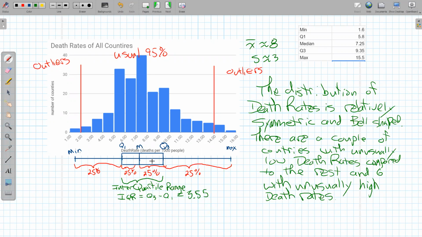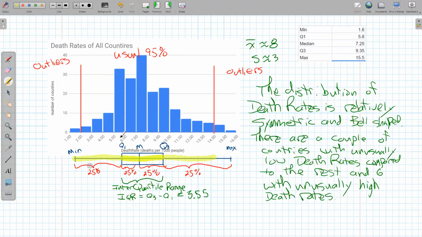And then what we can do is we're going to use that interquartile range by taking that width right there, and we're going to expand it by 50% and then tack that on to the end of Q3. Do the same thing on the other side. We'll take this width right here, expand it by 50%, and then tack it on to Q1 right there.